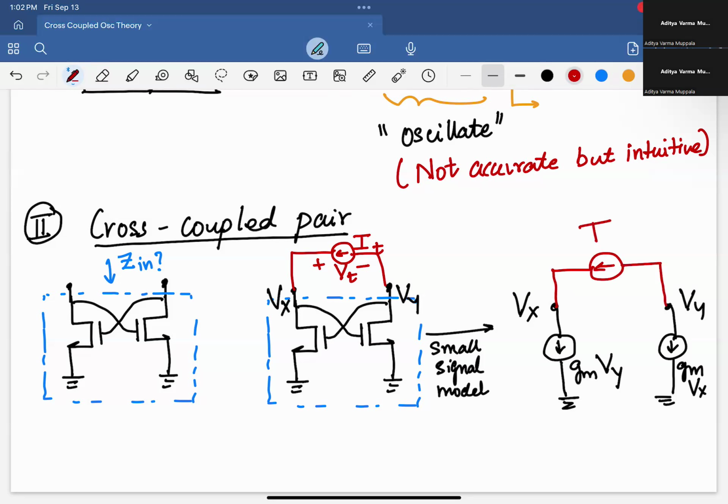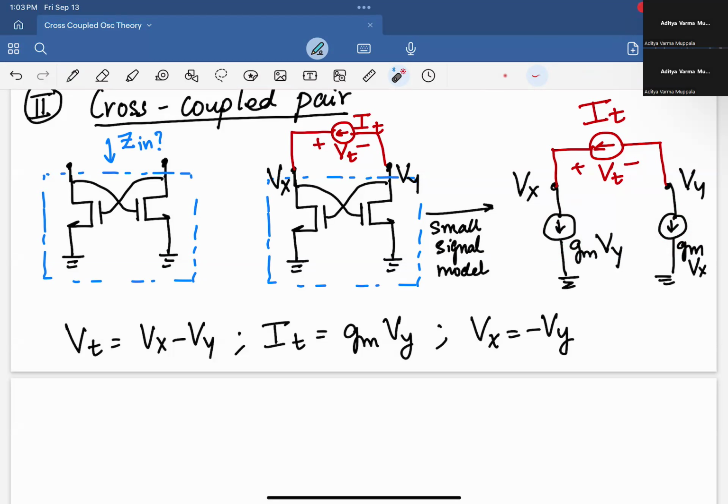And we also have that Vx equals minus Vy, because GmVx is equal to minus GmVy, right? Or GmVy is minus GmVx. Because this current source and this current source must be equal and opposite in direction, right? So substituting these three equations together, we get that Vt over It, let's say Zin, is equal to minus 2 over Gm.